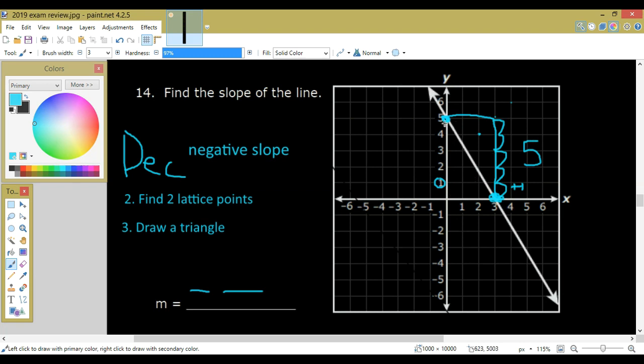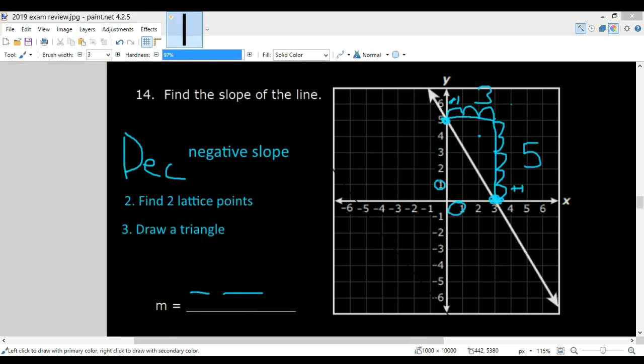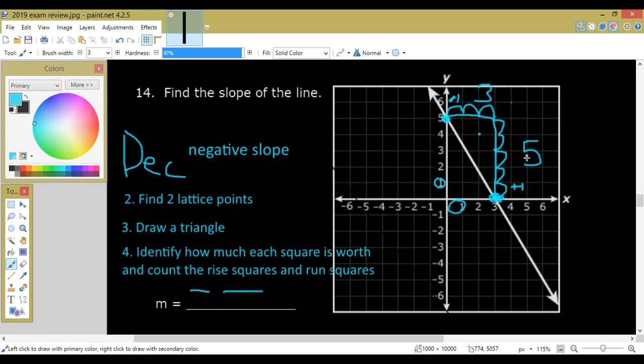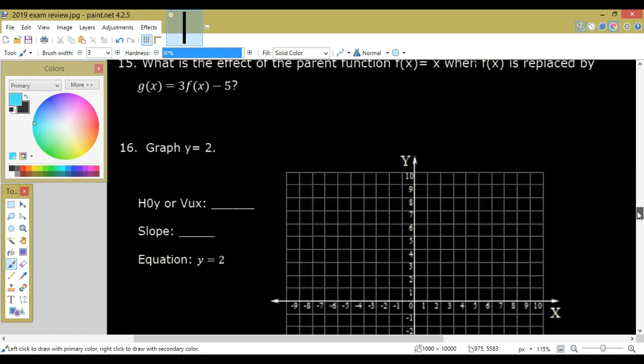Each square for the run is 1 as well. So we have 1, 2, 3. It ran 3. So the rise was 5 and the run was 3. So our slope is negative 5/3.